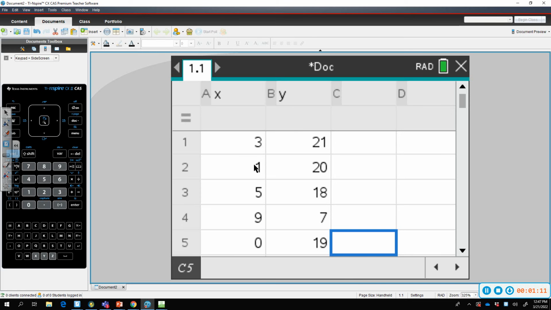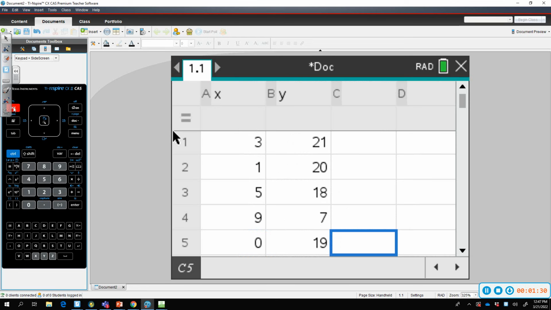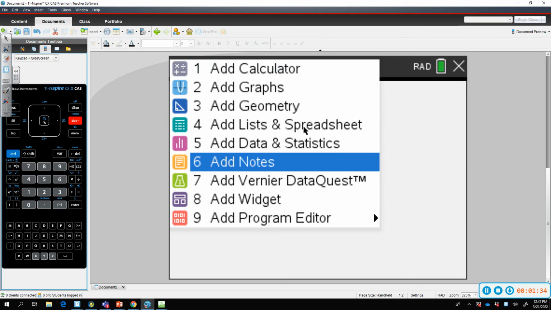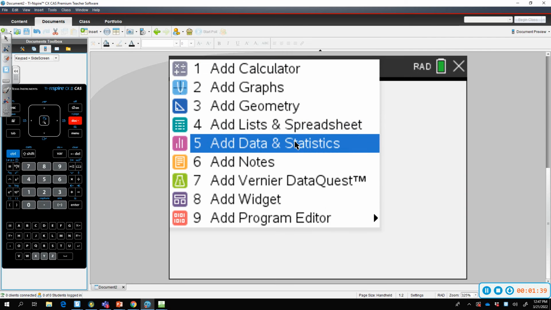Once I have inserted my data, I'm going to open up a new page. So let's go to Control, Doc, and open up a new page. Now once I have my list in spreadsheet entered, I want to add data and statistics. So let's go to number 5.